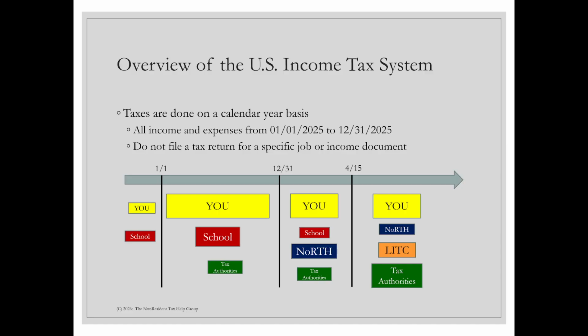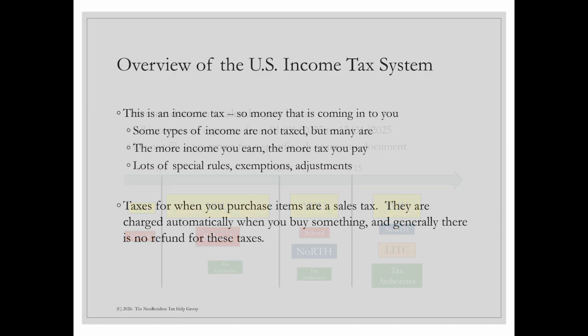You don't do a tax return for a specific job or a specific income document. You will partner with your school or the organization that works with you or that you work for. During the year, they will send you some documents after the year is done. Then you can come see us and you'll send those documents to the tax authority. And then after that, you will potentially have some information from them if needed, and you can get help from organizations such as an LITC or us.